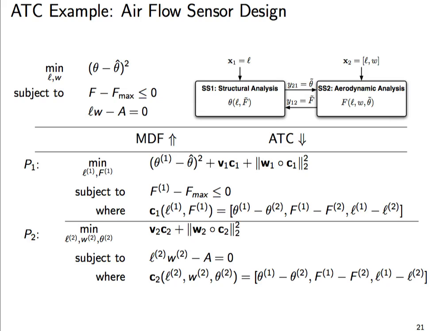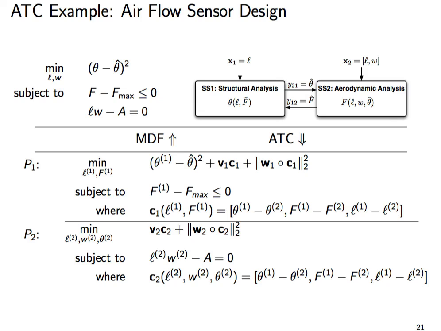The consistency constraint, C1, requires consistency between the shared design variable and the two coupling variables. Notice that C1 is a function only of L superscript 1 and F superscript 1. Theta superscript 1, the sensor deflection, is the output of the structural analysis function, which is a function of L superscript 1 and F superscript 1. In subproblem 1, the quantities theta superscript 2, F superscript 2, and L superscript 2 are fixed parameters determined by subproblem 2.